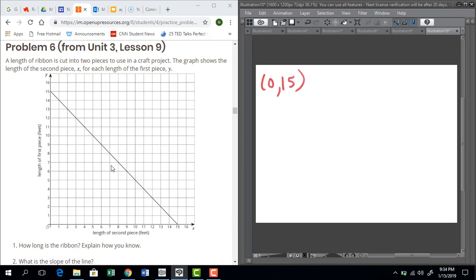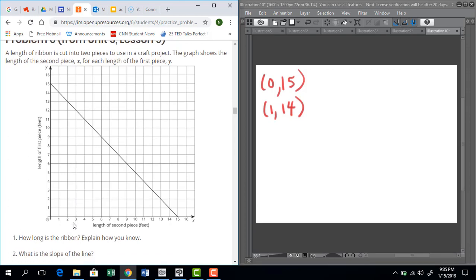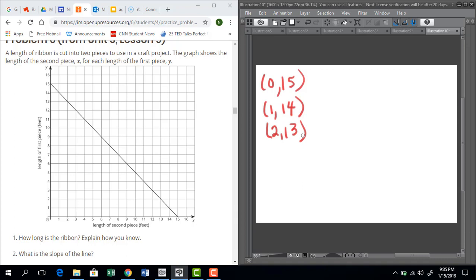That's one ordered pair. Then if I look at 1, because this axis is the second piece, when the second piece is a foot long, the first piece is 14 feet long. So then I have another ordered pair, 1, 14. And when the second one is at 2 feet, the first one is at 13 feet. So I would have 2, 13. This should look familiar to you: ordered pairs, and using ordered pairs to find slope.